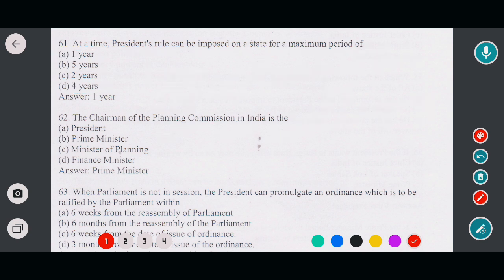Next question is, the chairman of the Planning Commission in India is: the options are President, Prime Minister, Minister of Planning, Finance Minister. So the correct option would be option B, that is the Prime Minister.